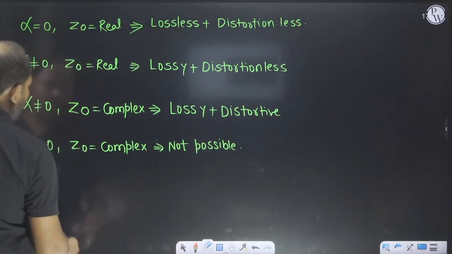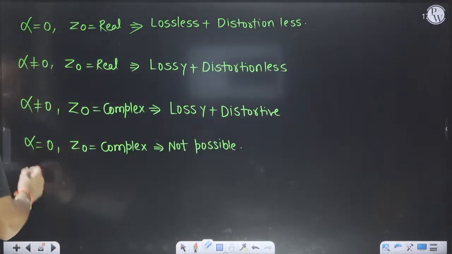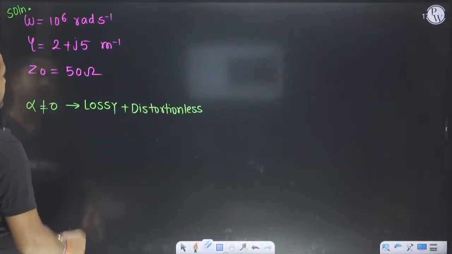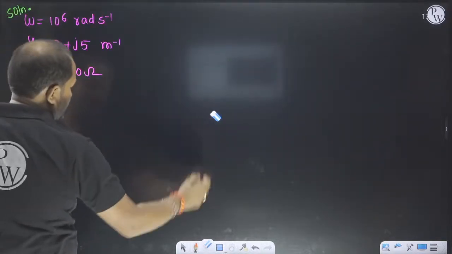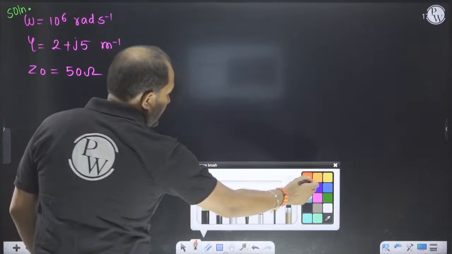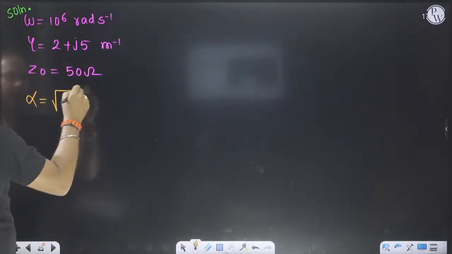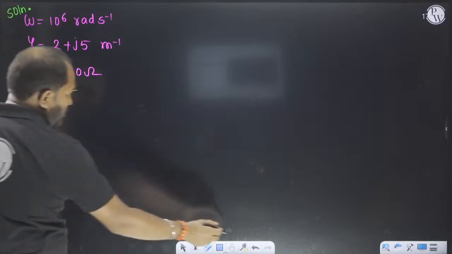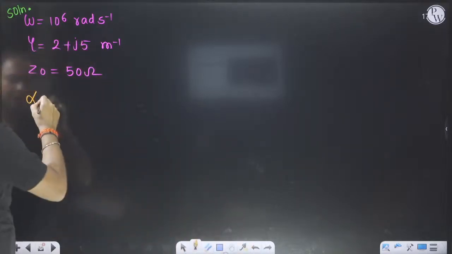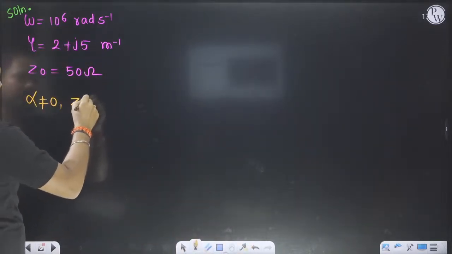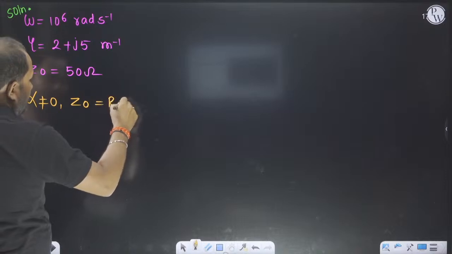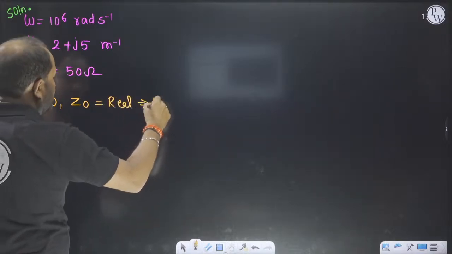So here what do we have? We have alpha non-zero and Z0 real. That means it is lossy and distortionless.